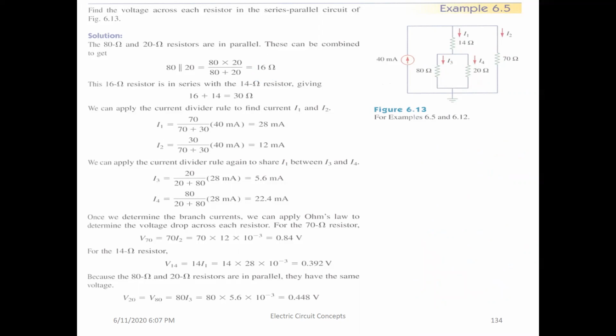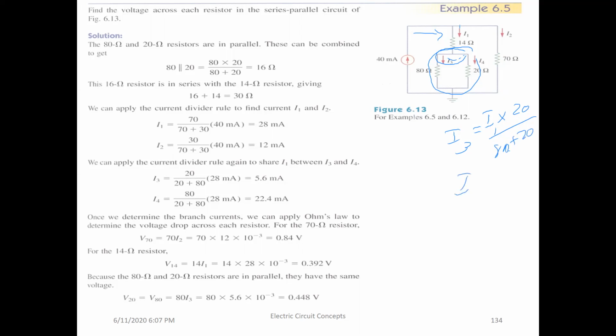So now we know I1. I1 becomes like our total current entering this node here. So now we can apply the current divider a second time to find I3. So I3 will be equal to I1, which is our total current entering this node. So I1 multiplied by, since I'm looking for I3, 20, divided by 80 plus 20.